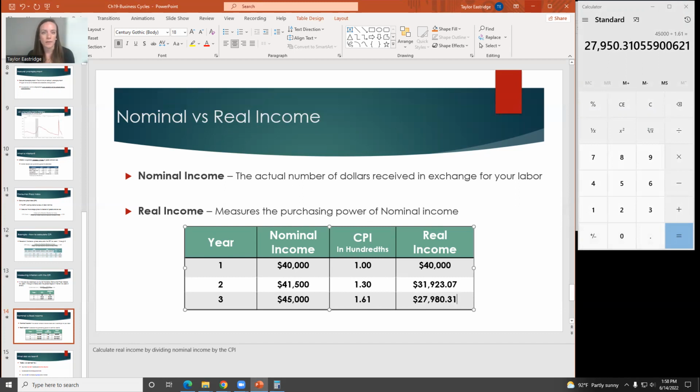So the inflation rates that we're calculating here are really high, 30%, 23%. Hopefully we don't see inflation like that in this country anytime soon. But this is why it matters to you that you know how to look at the consumer price index, that you know how to think about inflation, because it affects your ability to purchase goods and services with your income.